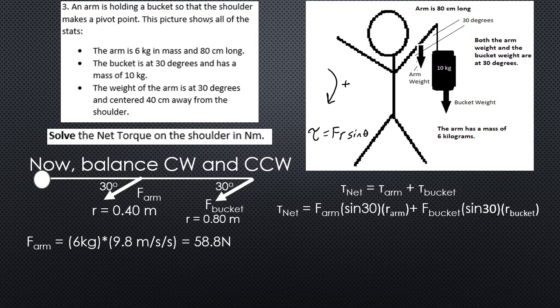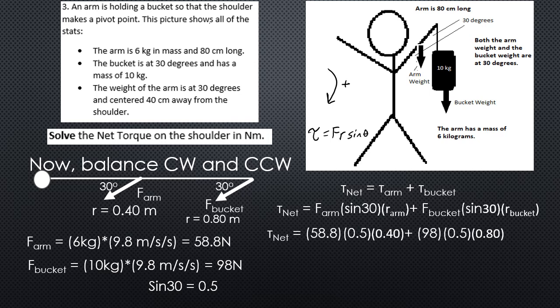So what's the force of the arm itself, the weight of the arm? It's mass times gravity. So 6 kilogram arm, 9.8 gravity, 58.8 newtons of weight on the arm itself. And the bucket weighs 98 newtons because the bucket's 10 kilograms. So 10 times 9.8 gives us 98. Sine of 30 is one of my favorites because it's a nice even 0.5. 30 degrees is a really easy to use angle. So plug that information in, punch it in the calculator, solve. 50.96 Newton meters worth of torque that the shoulder must support.